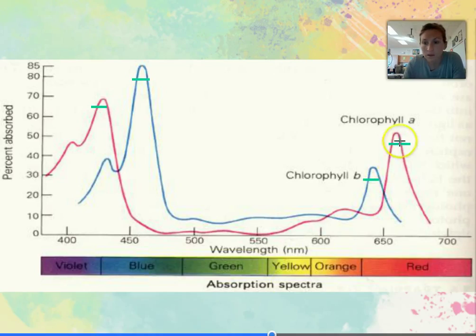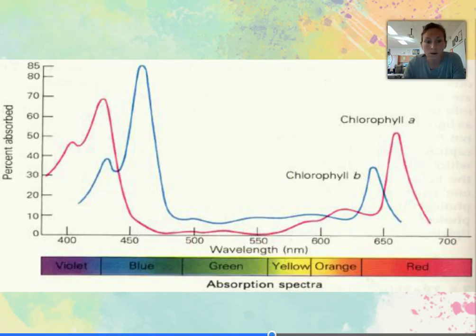And then chlorophyll A is the red line, and at its peak in the red region of about 670 or so, and then over here in the blue-violet region is its other big peak, are the two areas where chlorophyll A can absorb light the most.